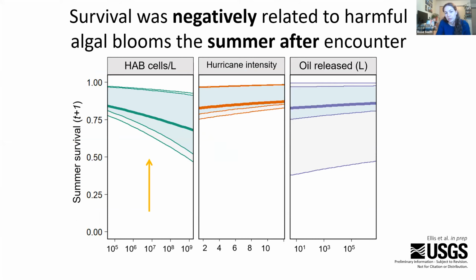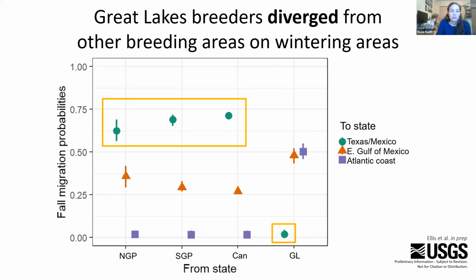When we look at migratory connectivity, we found that the Great Plains population, which is represented by the first three states on the x-axis, Northern Great Plains, Southern Great Plains, and Prairie Canada, diverged from the Great Lakes breeding birds. They were more likely to overwinter in Texas or the Mexico Gulf Coast versus the Atlantic coastline.